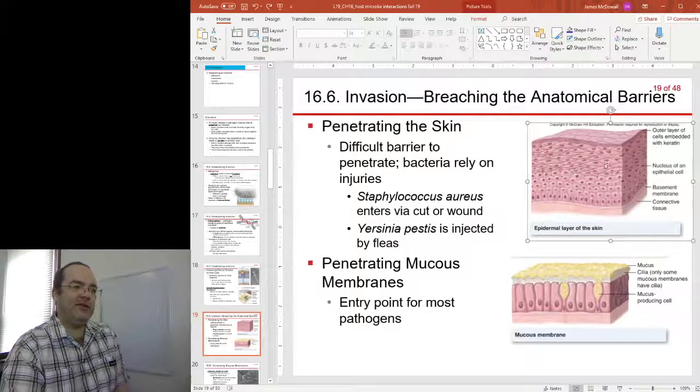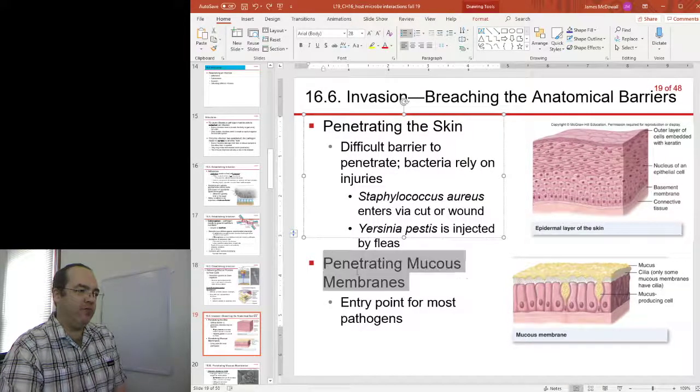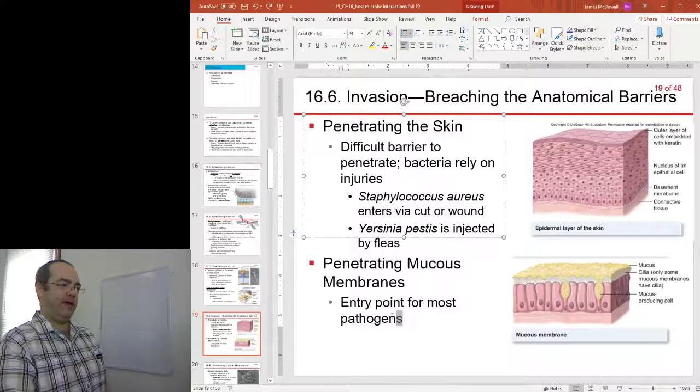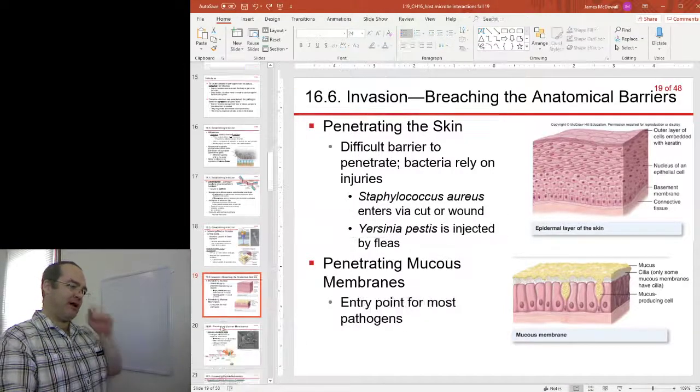So skin, there are some ways that pathogens can get through the skin, but in general, most pathogens are going to target the mucous membranes. They're thinner, they aren't as inhospitable, they are the entry point for most pathogens.